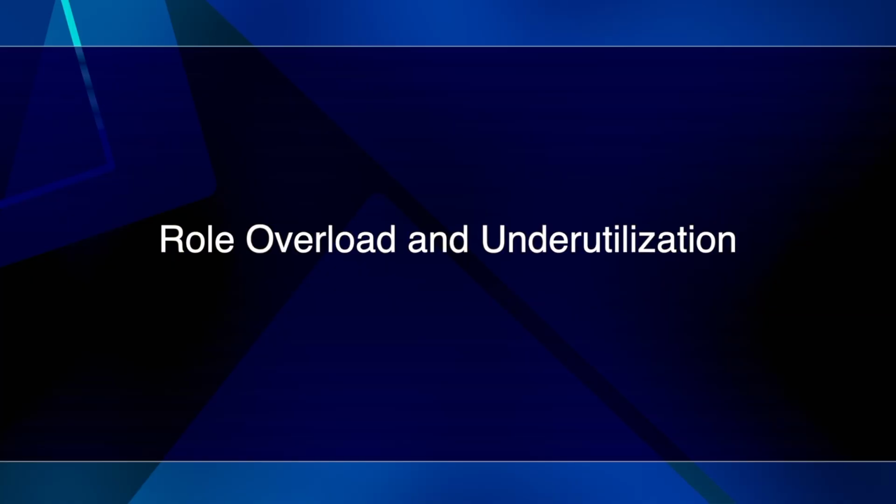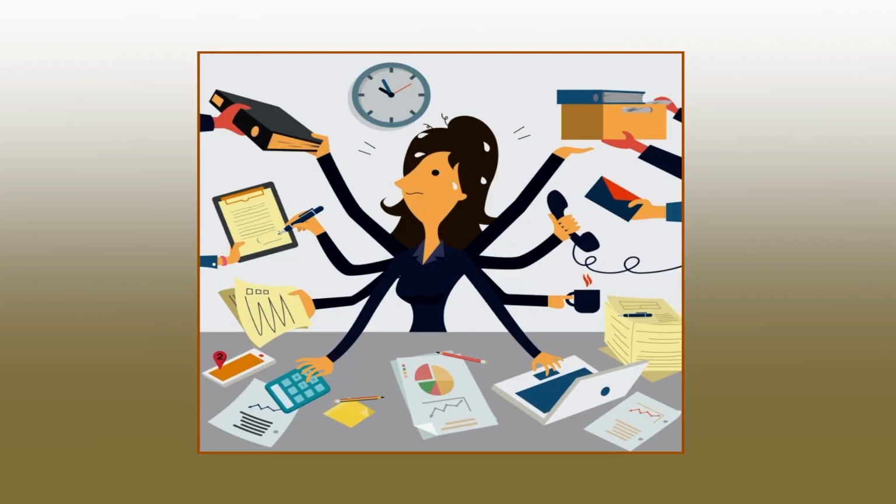Then role overload and underutilization. Finally, in addition to role ambiguity and conflict, a third aspect of role process has also been found to represent an important influence on experienced stress, namely the extent to which employees feel either overloaded or underutilized in their job responsibilities. Role overload is a condition in which individuals feel they are being asked to do more than time or ability permits. Individuals often experience role overload as a conflict between quantity and quality of performance. Overload can be visualized as a continuum ranging from too little to do to too much to do.